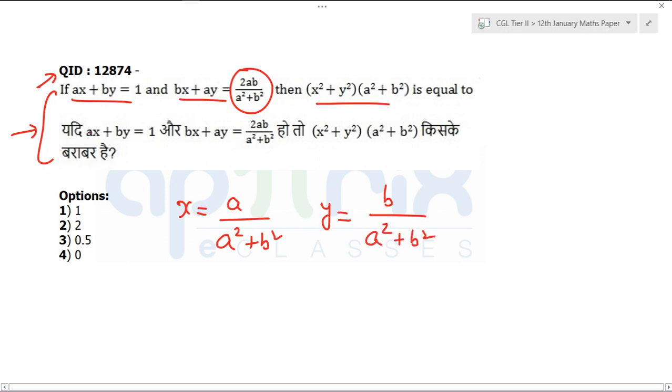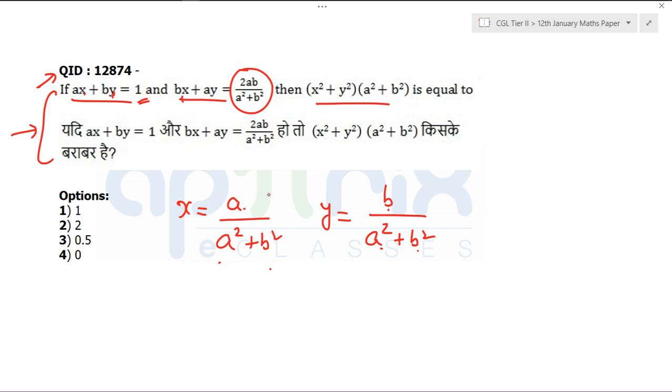Now I'll go back and show you. You think about ax. Ax will be a square upon a square plus b square. By will be b square upon a square plus b square. You sum it, you are going to get equal to 1. Right? Think about bx plus ay.